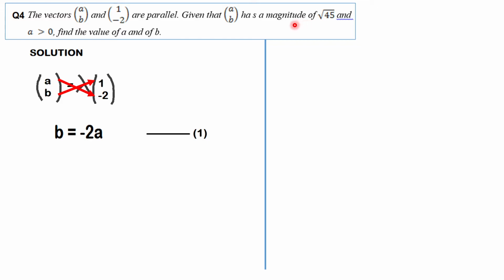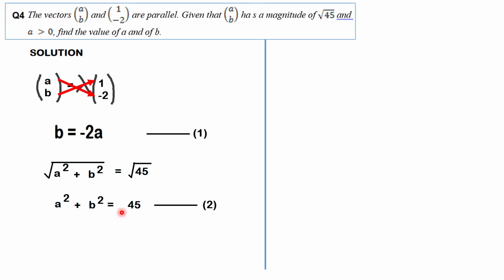So if you still remember, how do you find the magnitude? If you said Pythagoras theorem, then you are correct. So we are going to use the Pythagoras theorem. Square root of a squared plus b squared equals the magnitude. The given magnitude here is square root of 45. So that will be the second equation. In order to eliminate the square root, we can square both sides. Therefore, we are left with a squared plus b squared equals 45. So that will be the second equation.